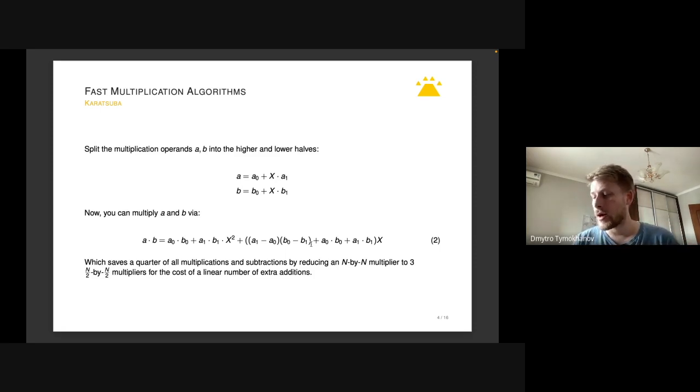Okay, but that comes at some cost, and this cost is extra additions. So there is quite a bit of extra additions. We won't compute them directly, but it suffices to say, well, I mean, it's nice to note that this number is linear.